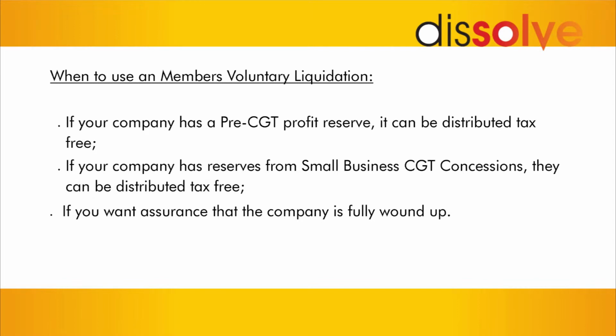Firstly, where a company has a pre-CGT capital profits reserve, a liquidator can distribute a dividend essentially tax-free, whereas an ordinary dividend will be taxable. Secondly, where it's necessary to distribute reserves from the small business entity concessions, which again will be tax-free when distributed in liquidation. And thirdly, in order to provide greater assurance that the company is fully wound up. It's quite easy to have a deregistered company reinstated, whereas the liquidation is more final.